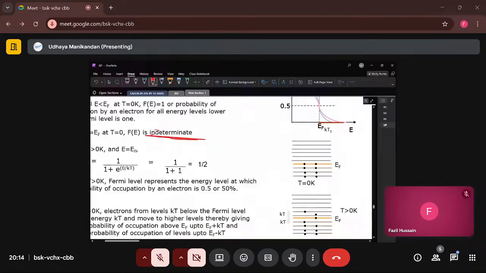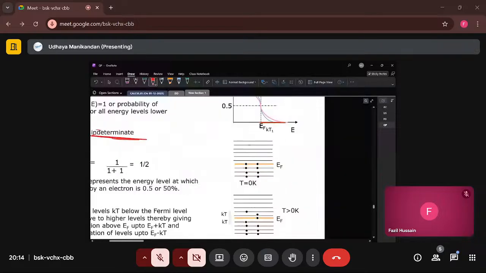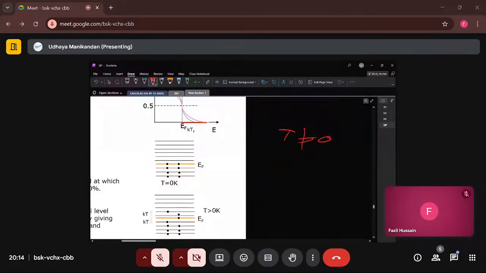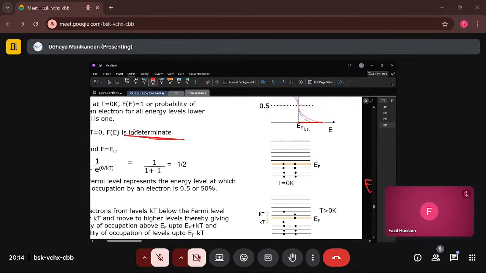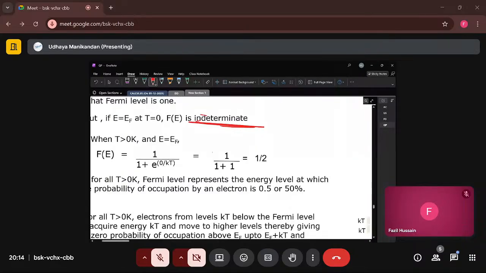Now, I want to have a definite form. Let's just say T is not equal to 0. T is some value greater than 0, obviously it's not less than 0. And E is equal to EF, so E minus EF becomes 0. So E power 0 by KT, but this time T is not 0. Earlier T was 0, that's why it was indeterminate. Now T is some number, so 0 by some number will be 0. So 1 by 1 plus 1, since E power 0 is 1, so 1 by 2 will be there.